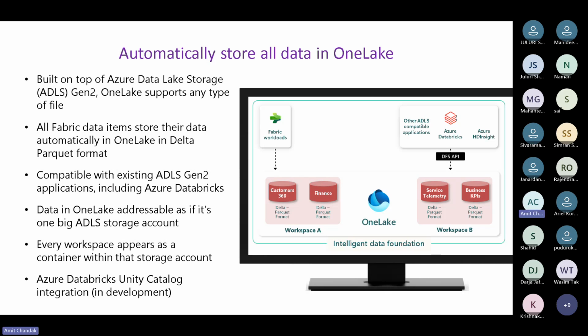It does have compatibility with the existing ADLS Gen 2 and applications like Databricks. Data in OneLake is addressable as if it's one big ADLS account. It's one per tenant. Basically, you will see a virtualized storage. Your regional aspect will be taken care of at the workspace level, but you will feel like you have only one single storage. Every workspace appears as a container within the storage account. Azure Databricks Unity Catalog integration is also in development. And it takes care in the back end of all your metadata, table structures and everything. It takes care, meaning you don't have to look into much of the details.